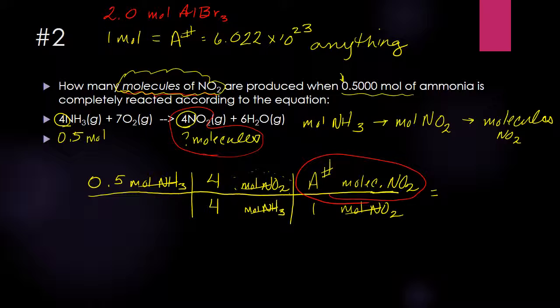So we're ready to finish the problem. Then when you punch this into your calculator, you can cancel the 4s. 4 divided by 4 is 1.